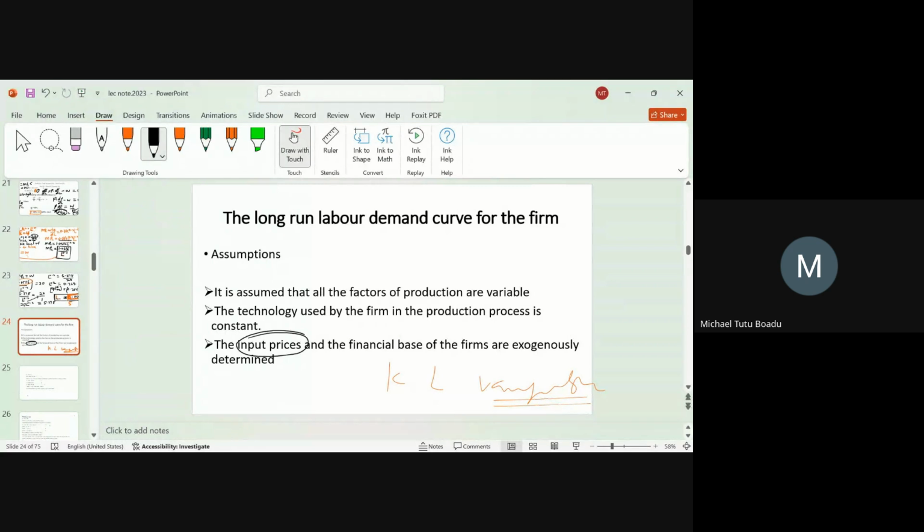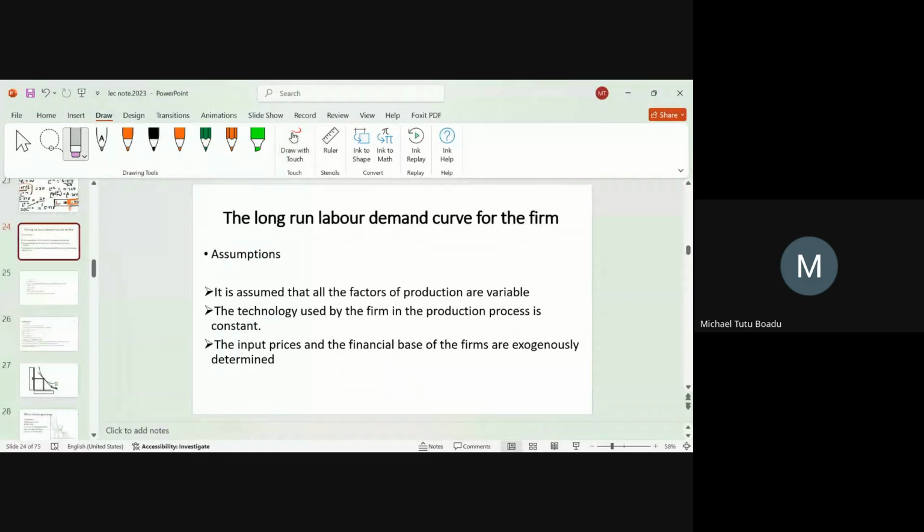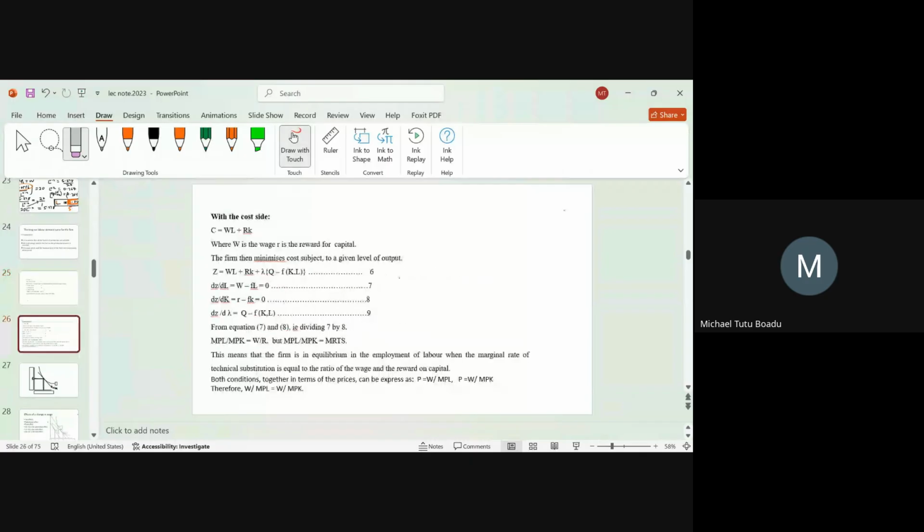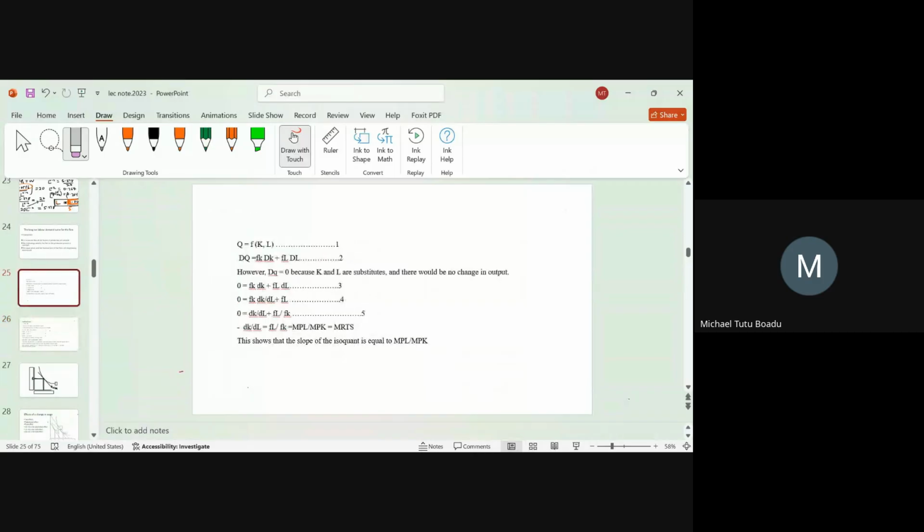And the financial base of the firms is exogenous. So you have little control over your finances and your input price. If I say finances, I mean the revenue you are going to make at the end of the period. You have little control. It will be determined by the forces of demand and supply. So if you are in the long run, then this is what will happen. In the long run, you have to have three different equations, and you would use them to determine the equilibrium condition.